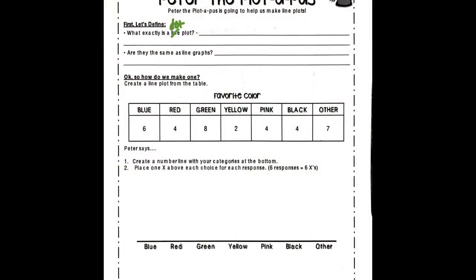All right, guys, we are ready for some practice. So let's go ahead and look at the first question. It says, what exactly is a dot plot? All right, so we know that a dot plot, basically you have a number line and then you put dots above the numbers to represent what you find in your data set.